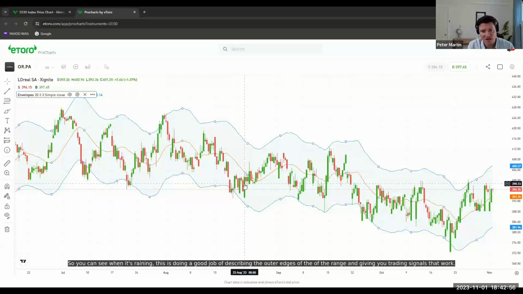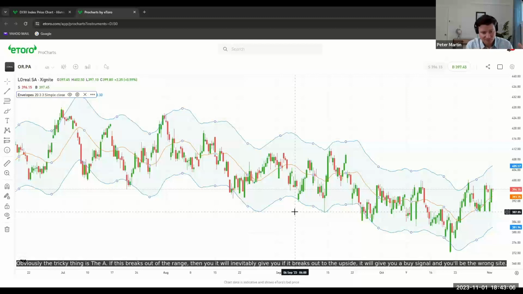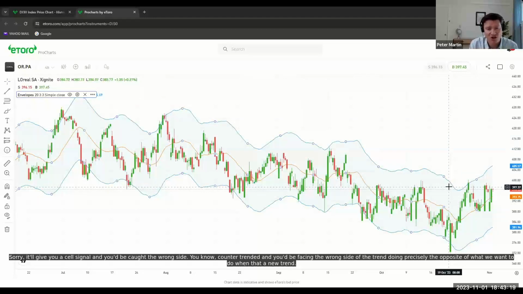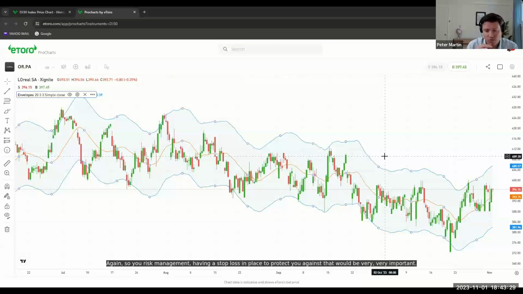So you can see when it's range trading, this is doing a good job of describing the outer edges of the range and giving you trading signals that work. Obviously, the tricky thing is that if this breaks out of the range to the upside, it will give you a sell signal and you'd be caught the wrong side. You'd have counter trended and you'd be facing the wrong side of the trend, doing precisely the opposite of what we want to do when a new trend begins. So risk management, having a stop loss in place to protect you against that would be very, very important. And one of our future presentations will be looking at risk management. We'll talk more about this kind of thing.